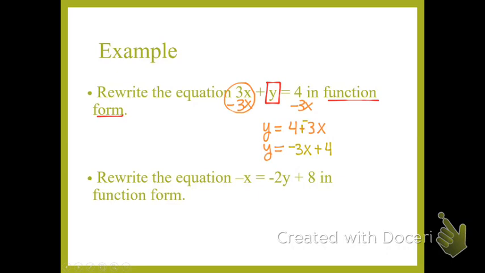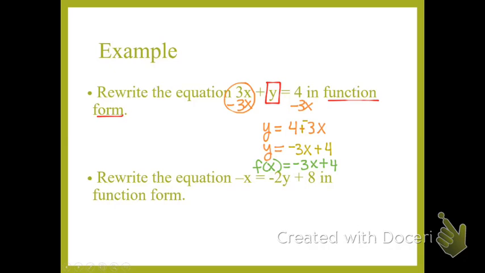Just kind of a side note, occasionally you might see one extra step where they take the y equals and they change it to f of x equals. It's the same thing, it's just a different form called function notation.